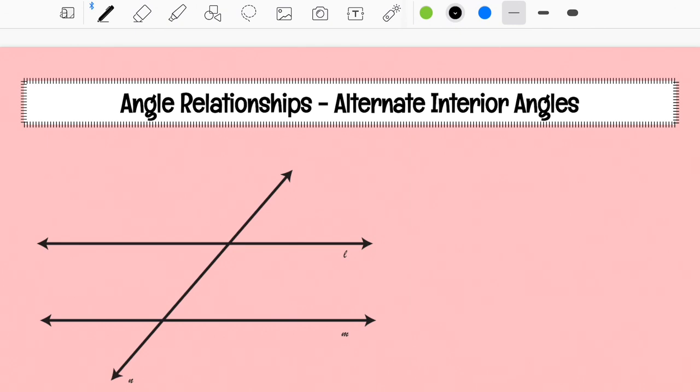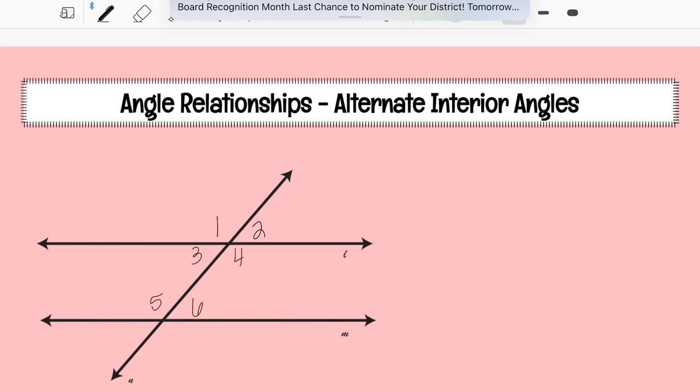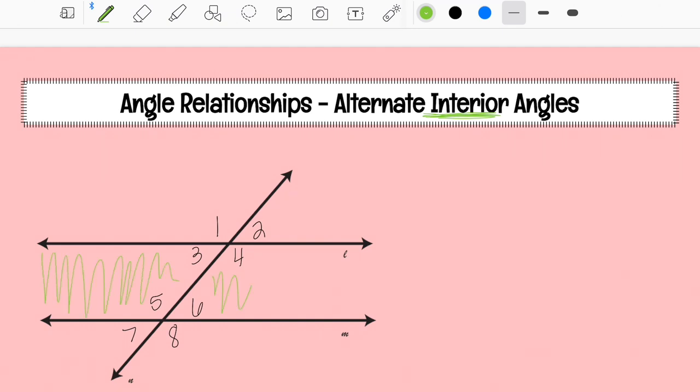All right, our next one, we have alternate interior angles. So again, you guys guessed it, I want you to draw your 2 parallel lines cut by your transversal and label them 1, 2, 3, 4, 5, 6, 7, and 8. Now, because we are looking exclusively at interior angles, that means it's going to be on the inside of the 2 parallel lines. We're not going to be looking at 1, 2, 7, and 8. Alternate means opposite.